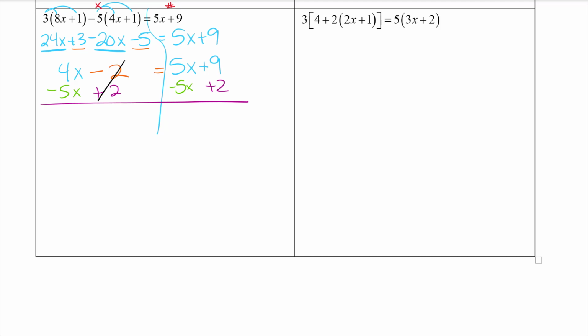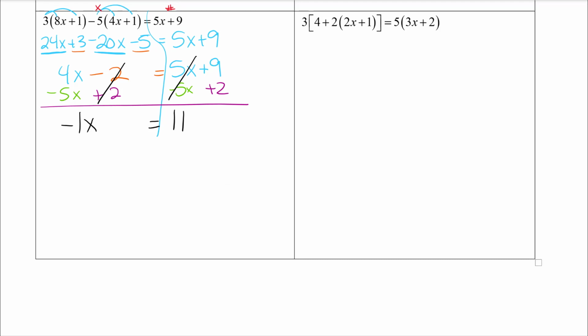The negative 2 plus 2 add to 0. The 5x minus 5x add to 0. So 4x minus 5x gets me negative 1x on the left. 9 plus 2 is 11 on the right. And I've successfully got all the x's on the left and all the numbers on the right.